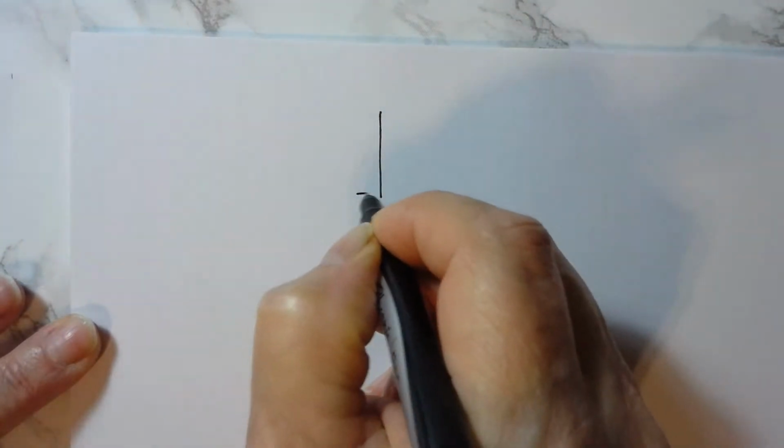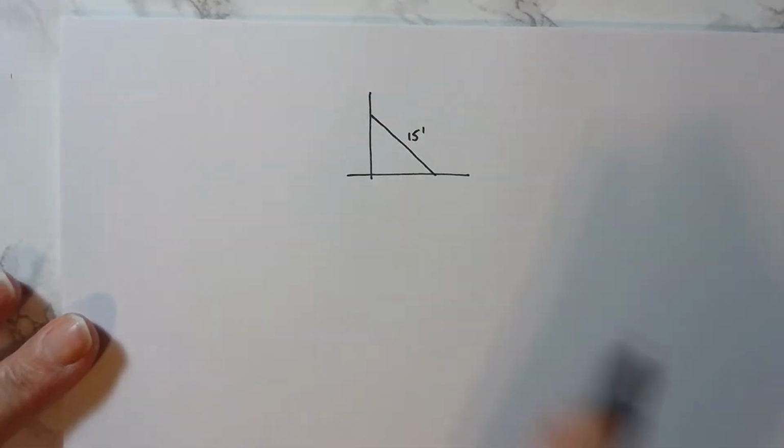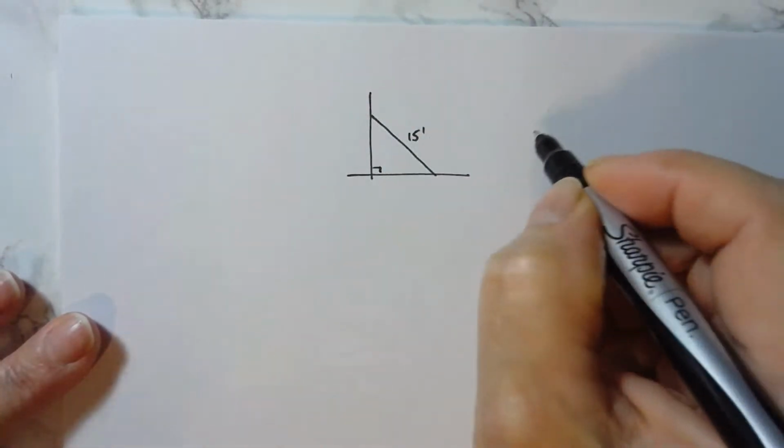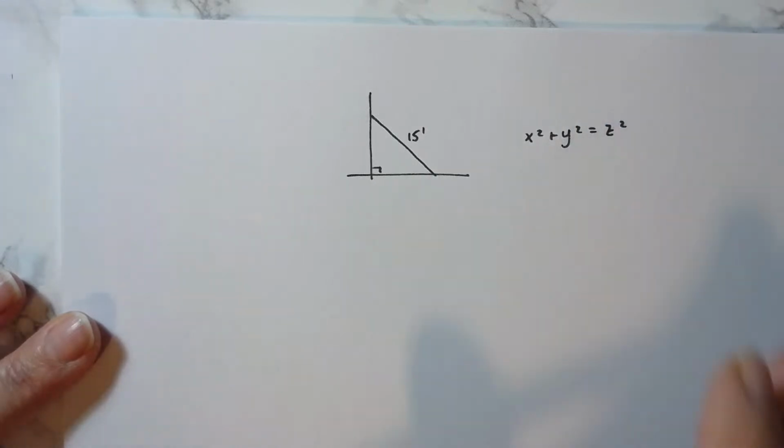So this is page 235, and this is number 9. So what we have is a ladder that's 15 feet long, leaning against the wall of a house. So here's the house, here's the ground, here's the ladder, and it's 15 feet long. I know I have a right triangle. That means I'm going to use x squared plus y squared equals z squared, right? Pythagorean Theorem.